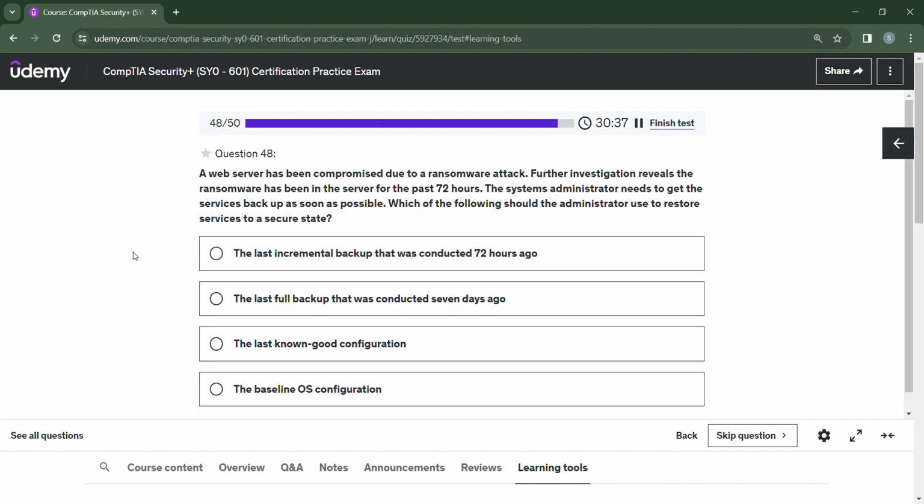A web server has been compromised due to a ransomware attack. Further investigation reveals the ransomware has been in the server for the past 72 hours. The systems administrator needs to get the services back up as soon as possible. Which of the following should the administrator use to restore services? The last incremental backup, that was 72 hours ago.